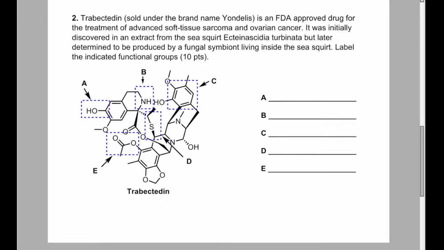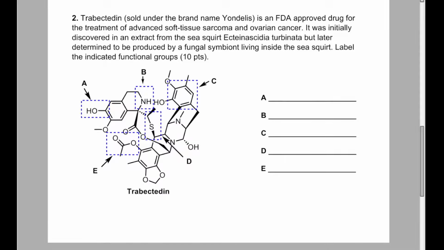2. Trabectedin, sold under the brand name Yondelis, is an FDA-approved drug for the treatment of advanced soft tissue sarcoma and ovarian cancer. It was initially discovered in an extract from a sea squirt, but later determined to be produced by a fungal symbiont living inside of it. Label the indicated functional groups.